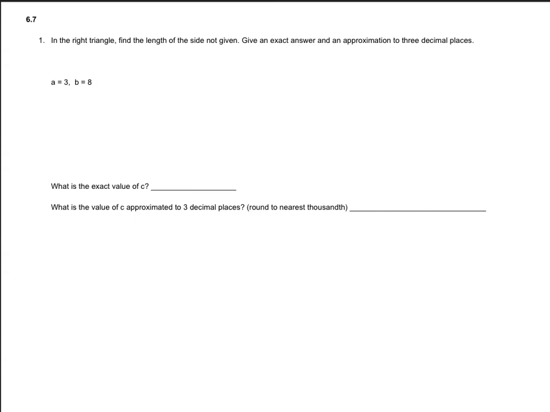Number 1, in the right triangle, find the length of the side not given. Give an exact answer and an approximation to 3 decimal places. We've got a right triangle, and I'll attempt to draw one. Should look something like that. You've got A is equal to 3 and B is equal to 8.